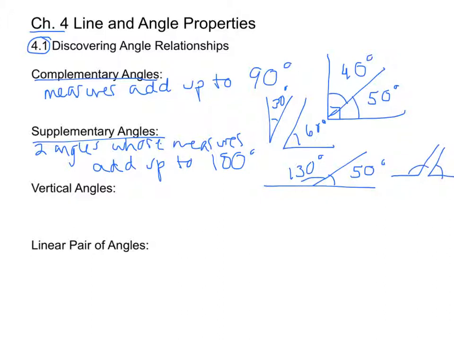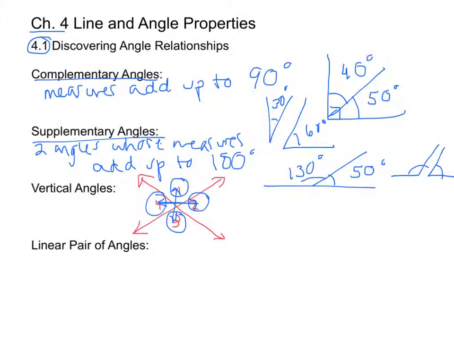Vertical angles are interesting because, say you have two lines that intersect like this, and then you can number these angles. Then we can say that angle 1 and angle 3 are vertical angles, and angle 2 and angle 4 are vertical angles. So they're the pairs of angles across from each other in intersecting lines.